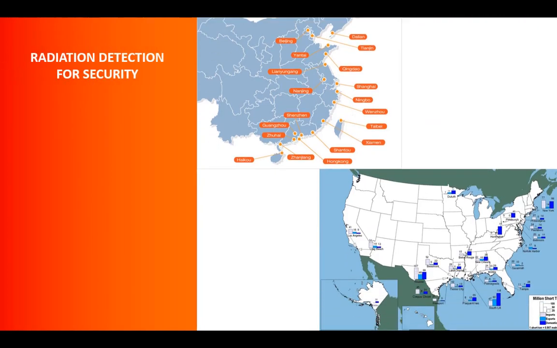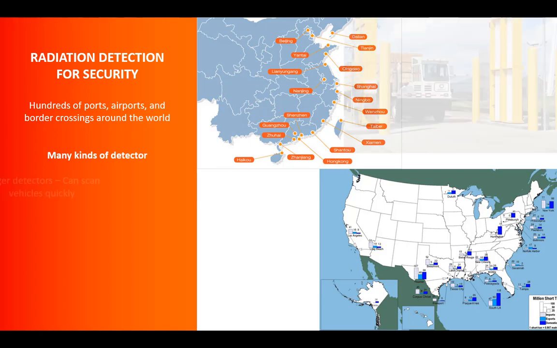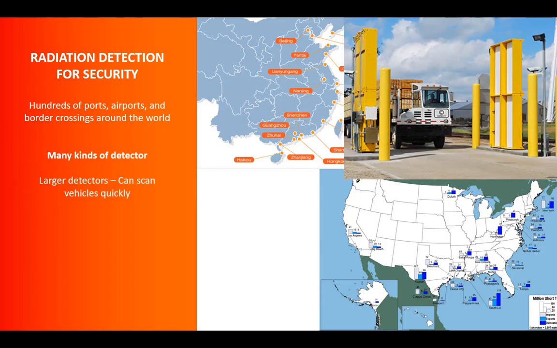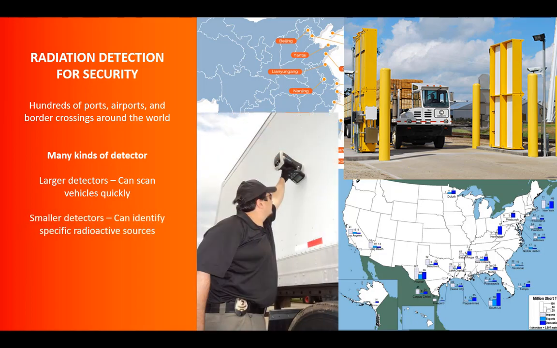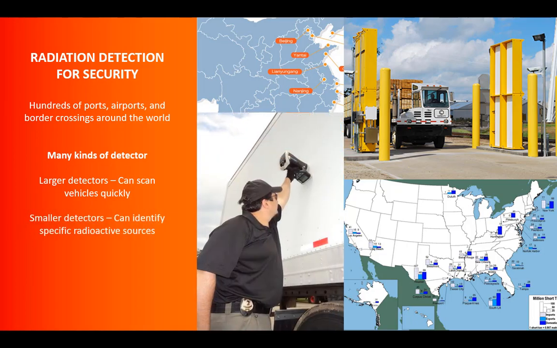Radiation detectors are commonplace at many ports, airports, and border crossings around the world. These detectors are used to scan for dangerous materials entering these countries. Different kinds of detectors are needed for each application. Large portal monitors allow vehicles to move through quickly, while smaller handheld detectors can be used to determine how much radiation is present and what is causing it.